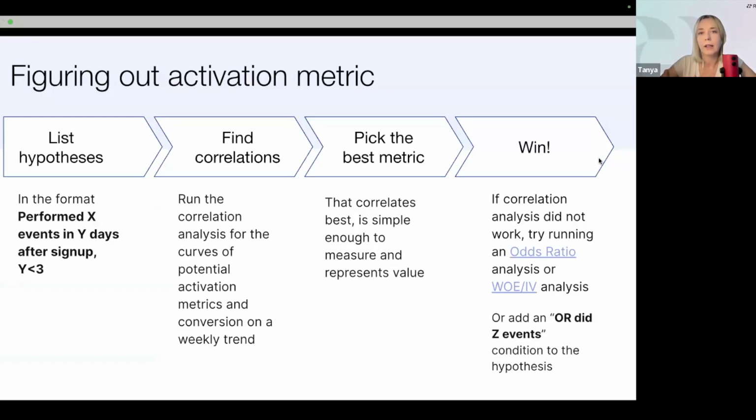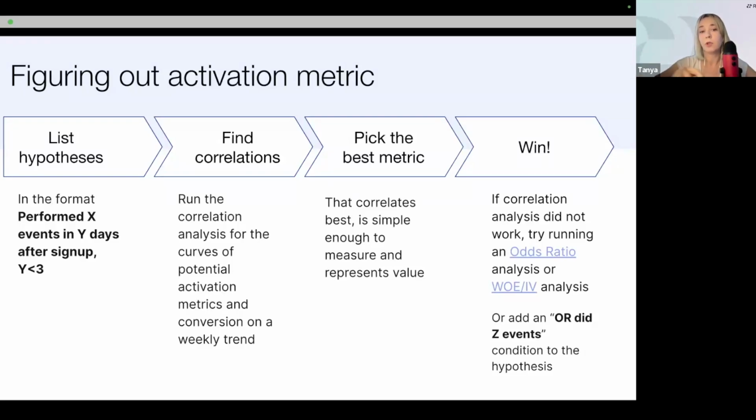So to figure the activation metric out, you need to have a list of hypotheses, in the format: user performed X events in Y days after sign up, where events are something that you think is meaningful. So you just create a list of these things. Then you run the correlation analysis for the share of users who performed these events within 2 days or 3 days after sign up.